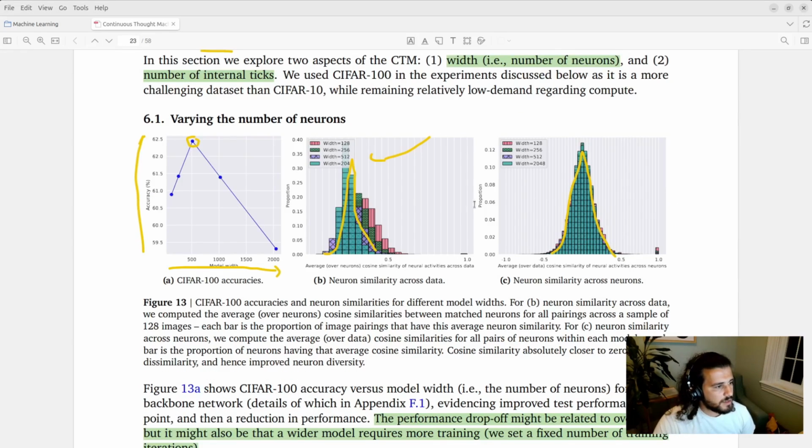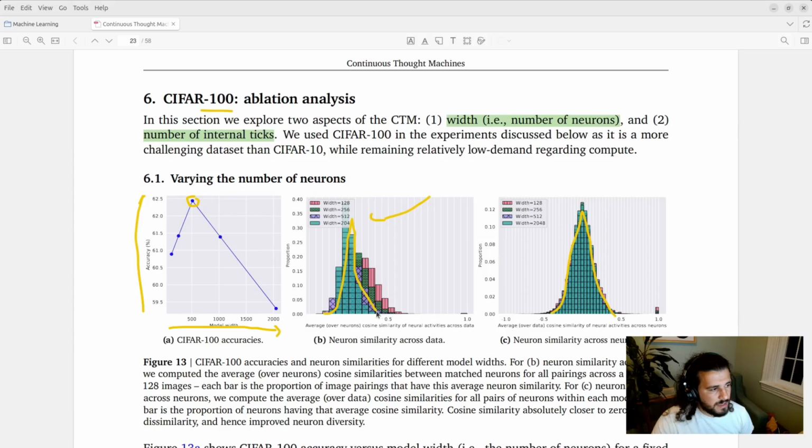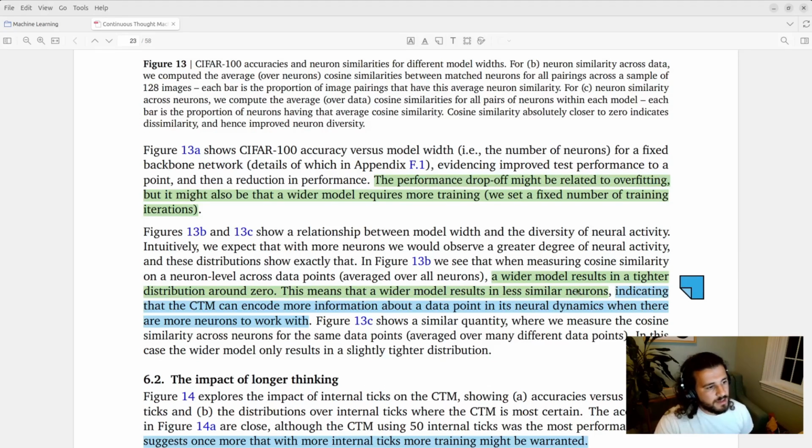The two other plots they're showing are neuron similarity across data, and neuron similarity across neurons, right? What you see across data points is that as the width increases, there is a tighter curve closer to 0. It means that the neurons are a bit less dissimilar when you have a lot of them. When you don't have that many neurons, there's a constraint. You have more dissimilar neurons, because dissimilarity creates better latent representation in some ways. Here they're indicating that the CTM can encode more information about the data point in its neural dynamics when there are more neurons to work with.